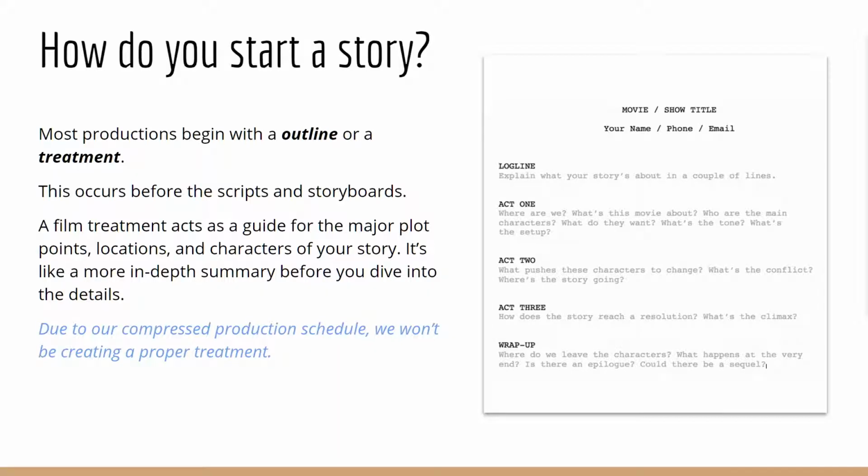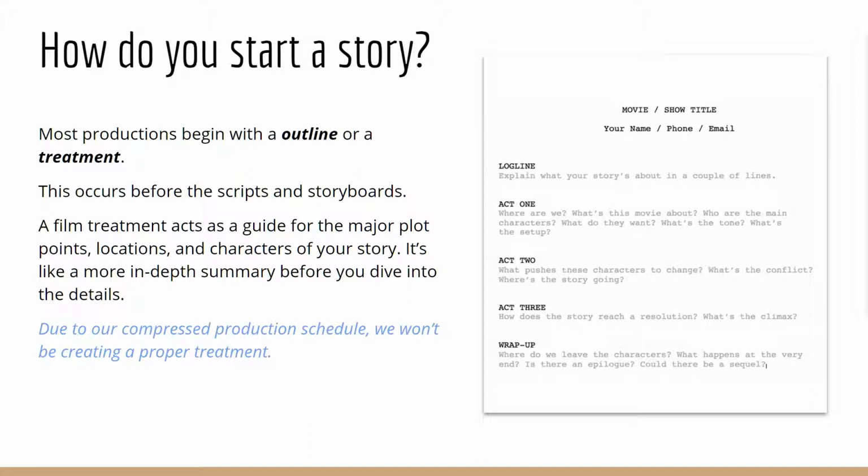Okay, so how do you start a story? The story begins in a lot of ways. You can start it with just simple sketches or conversations, but generally in film production, in a professional production studio, where you have people who are writing scripts and a story team, you usually start with something like an outline, sometimes called a treatment. So the outline or the treatment is what comes before usually the design stage and the storyboard stage.